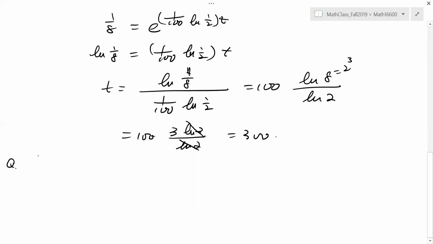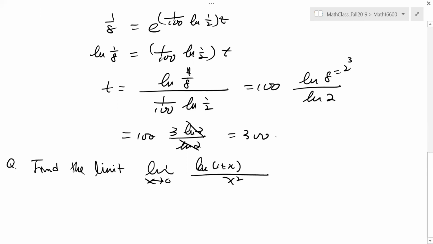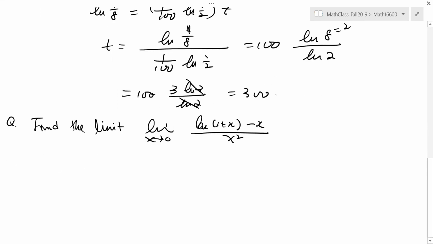Okay, so that's it. The next one is worth 12 points. Find the limit of this function. Clearly, when you plug 0 for x, you get 0 over 0. So this is 0 over 0 type. That's why I use L'Hopital's rule.